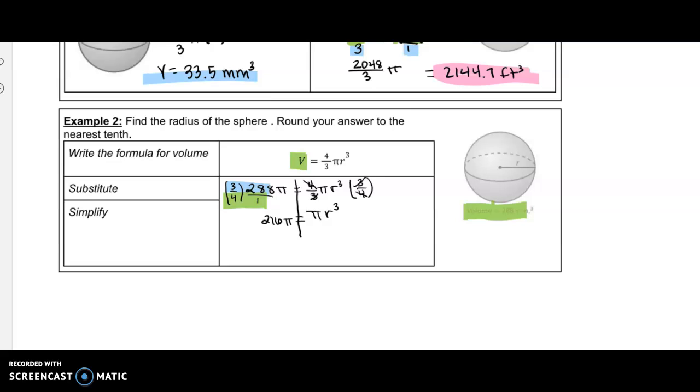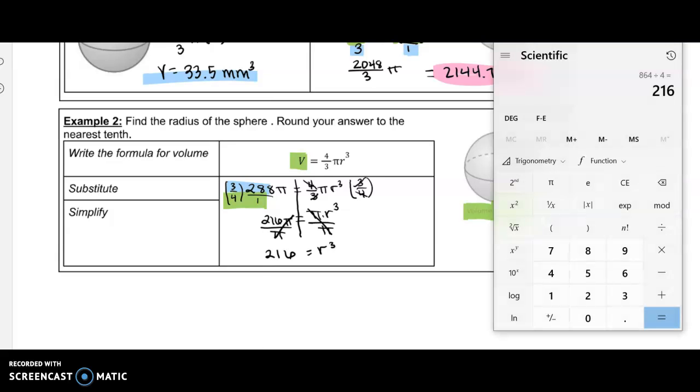So now we need to get rid of pi on this side. And so we're multiplying by pi, so the opposite is to divide by pi on both sides. And just like if we had 4 divided by 4, anything divided by itself is just 1. So these two will cancel. And so that leaves us with our radius cubed equals, and these cancel, so we have 216.